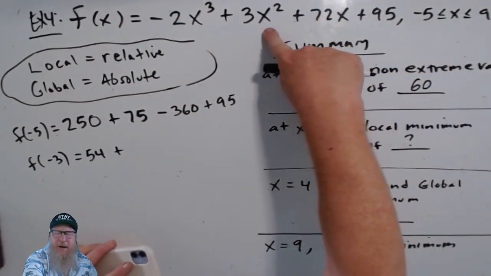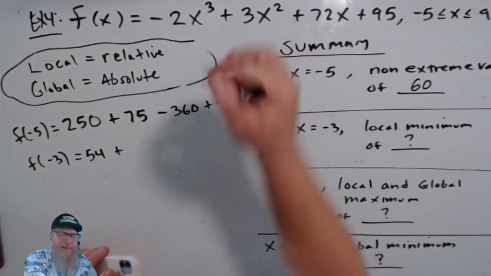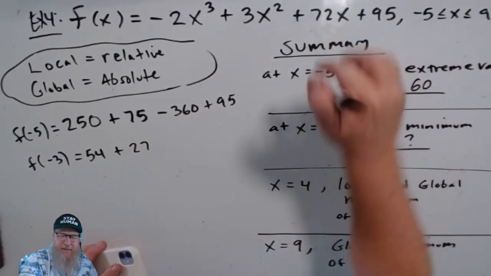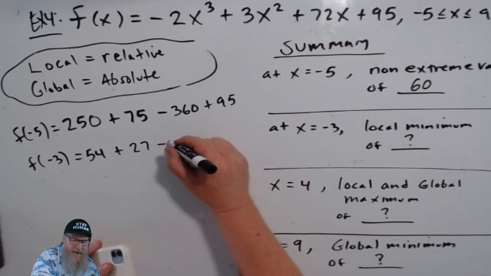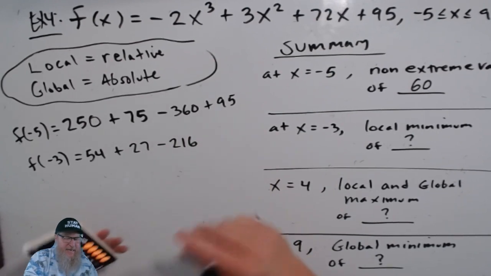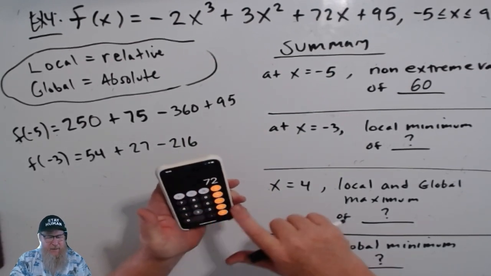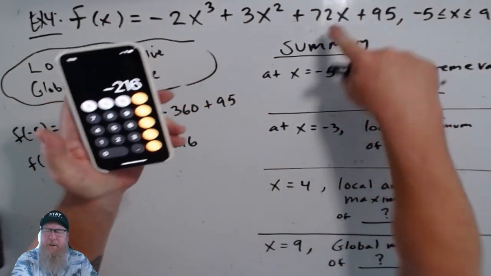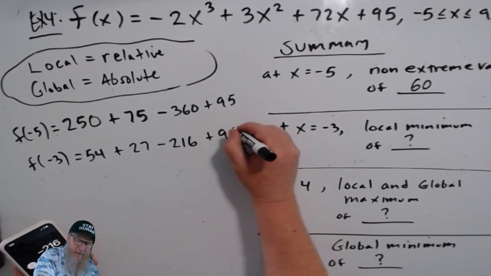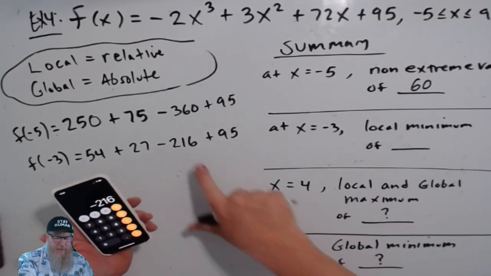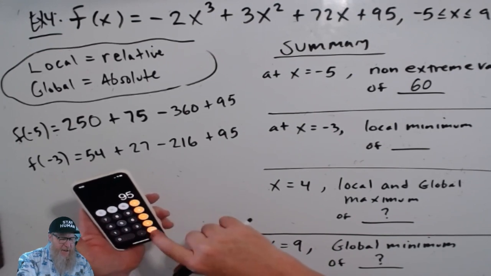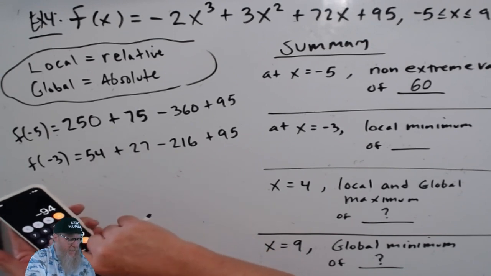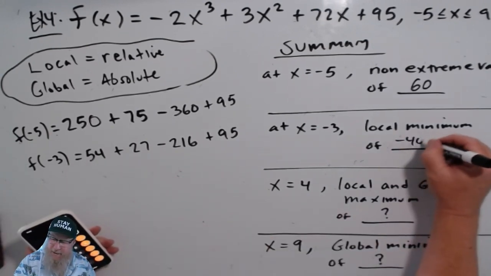I think we do the next one with our minds. Negative 3 squared is 9. 9 times 3 is 27. That one was pretty easy. Negative 3 times 72 is negative 216. If you're not sure about that, do it. 72 times 3 is 216, and it's negative because multiplying positive times negative. And then plus 95. So negative 216 plus 95 plus 27 plus 54, negative 40.